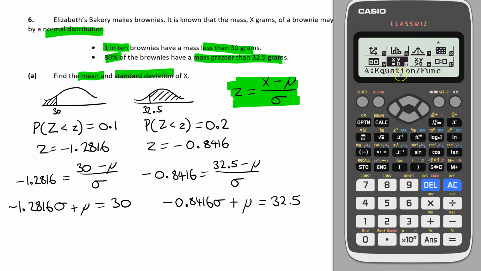So I go on to equation / function on my calculator, go to simultaneous equation, two equations we've got here with two unknowns, and then we just simply put them in here. So my x is going to be sigma here essentially, and what I put here, just put a 1 here in front of the y, okay, because that's the coefficient of mu, and then put my 30 here. So just make sure it's arranged in the correct way. And just put this information in.